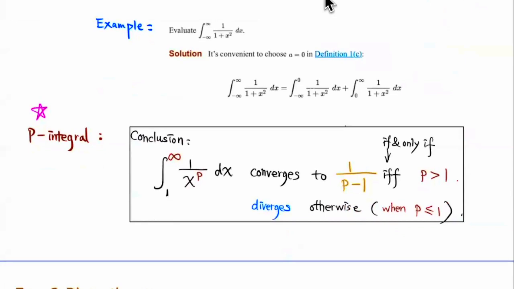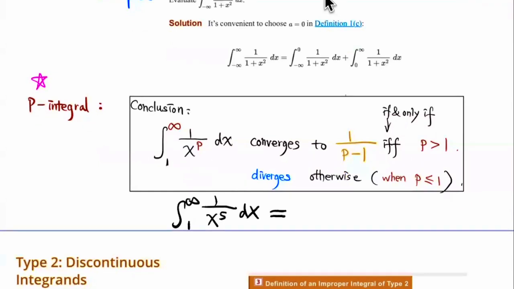Okay, and then we talk about the P integral. This is actually an improper integral of type 1. You have infinity here as the limit of integration, the upper limit of integration. This one converges to, wow, once you know this trick, you can see right away. It converges to 1 over P minus 1. So for example, if you have the integral from 1 to infinity of 1 over x to the 5th power, what does it equal according to this? 1 over 5 minus 1. Yeah, it's 1 over 4. So you know this integral right away. It's 1/4.